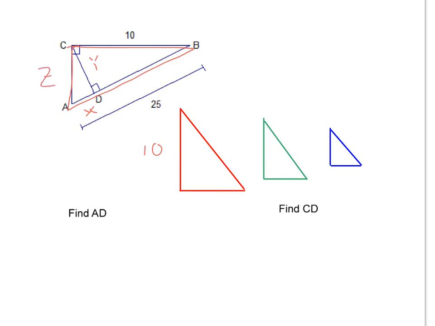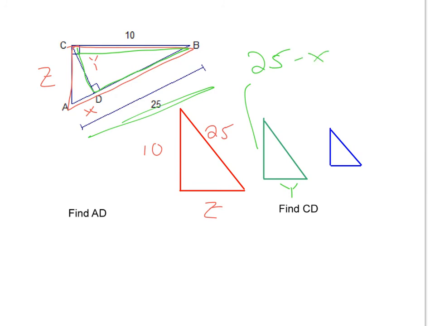Okay, so in my big red, my long leg is 10, my short leg is z, and my hypotenuse is 25. For medium green, my short leg is y, my long leg is going to be 25 minus x, so this is 25 minus x, and my hypotenuse for medium green is 10.